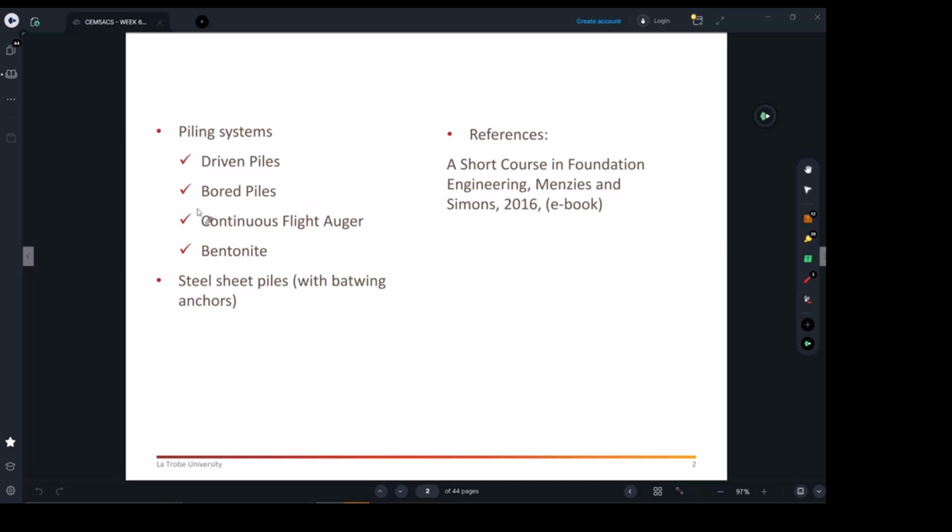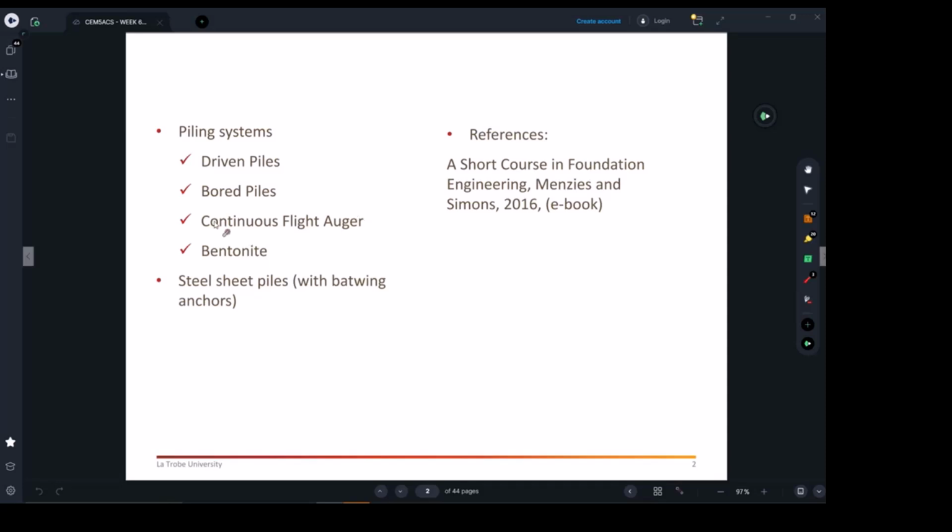But today we will talk about the key considerations when building such components. Then one of the main types of bored piles, as I mentioned last week, is continuous flight auger. So continuous flight auger, CFA, is again a construction process to build piles into the ground, and we will be talking about it today.